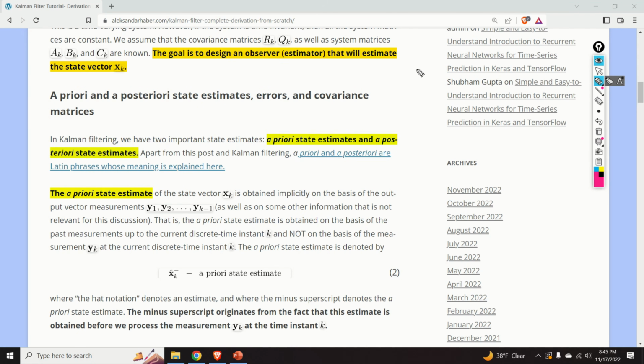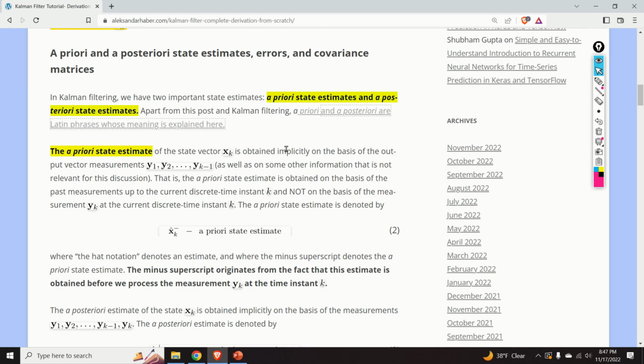Next, we need to introduce three very important concepts, and these concepts are a priori state estimate, a posteriori state estimate, and covariance matrices of estimation errors. In Kalman filtering, we have two important state estimates. These state estimates are the a priori state estimate and the a posteriori state estimate.